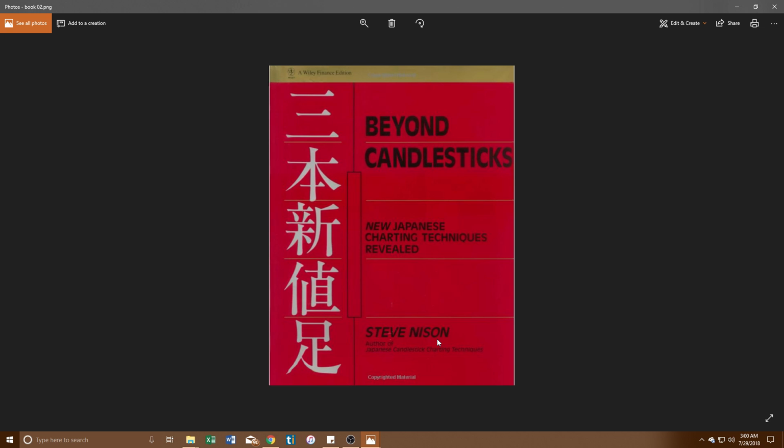I want to say candlesticks really got popular in like the early 90s to the mid 90s. That's when a lot of people started switching over from line charts to candlestick charts. So Beyond Candlesticks is a more in-depth book. He goes into gap plays and other charting techniques. I really enjoyed this one too.